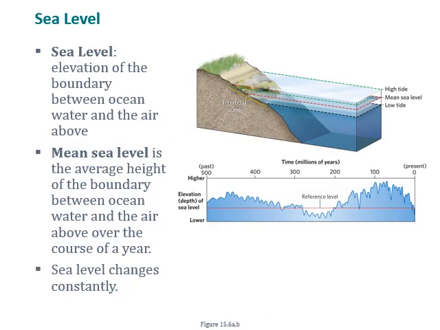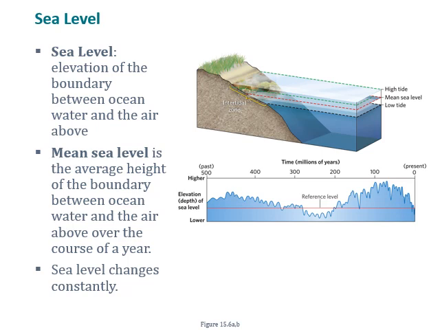Sea level is the elevation of the boundary between the ocean water and the air above it. This changes on a day-to-day basis as a result of interactions of the global oceans with the gravitational attraction between the Earth and the Moon. So at high tide, the side of Earth that is closest to the Moon is experiencing the strongest gravitational pull, and the area that is furthest away from the Moon in that part of any given day is experiencing low tide.